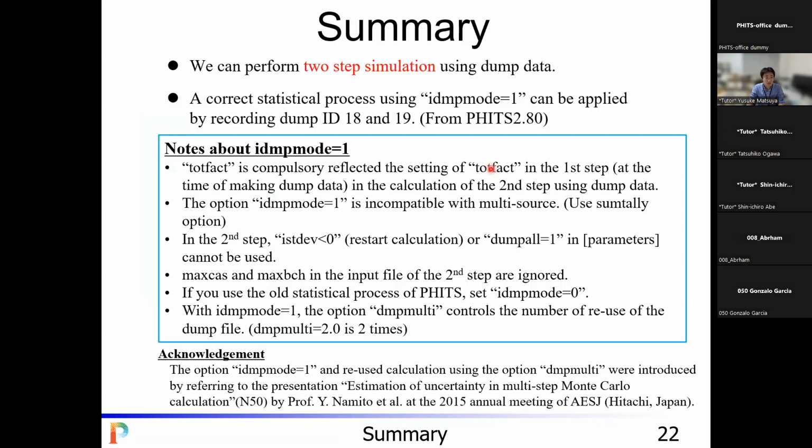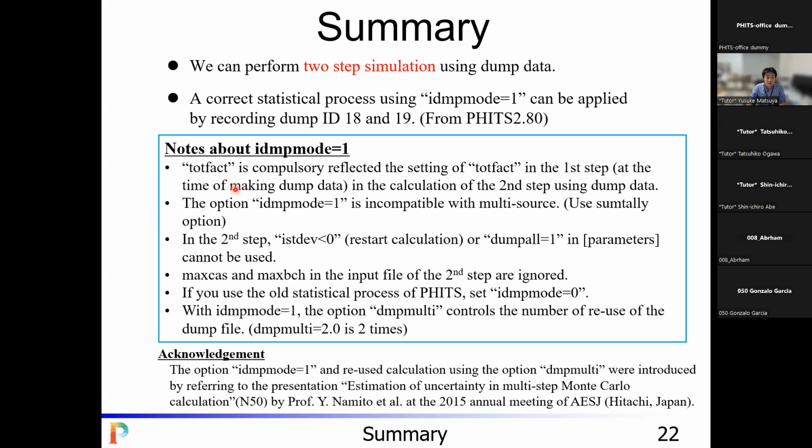Okay, in summary, we can perform a two-step simulation using dump data. A correct statistical process using the idump mode equal 1 can be applied by recording the dump ID 18 and 19. Before finishing this lecture, I have to tell you about several notes of the dump data in the fits code. So first, note about the idump mode equals 1.